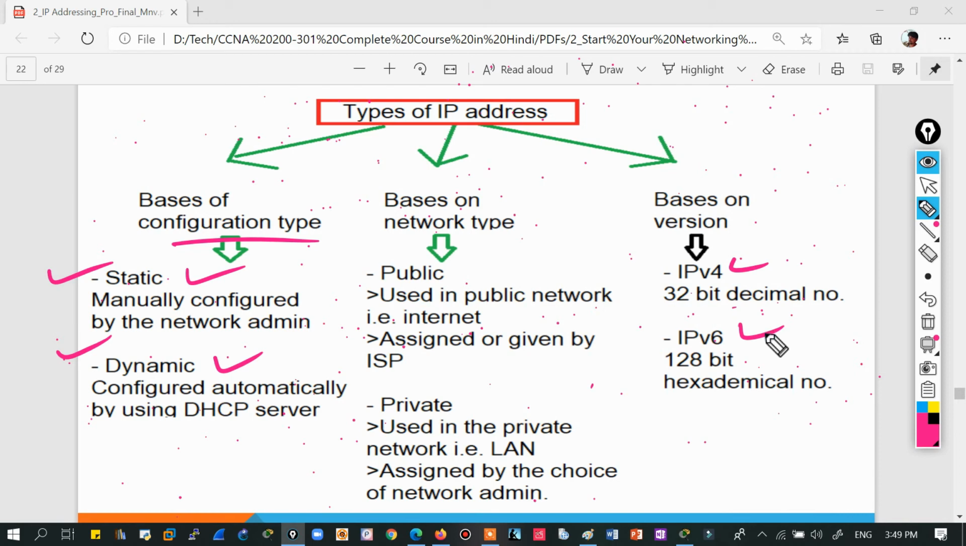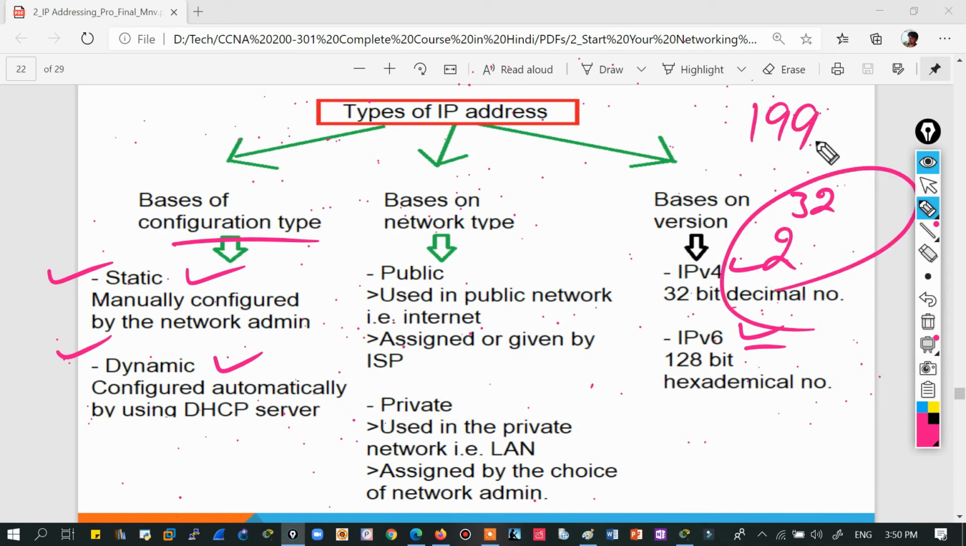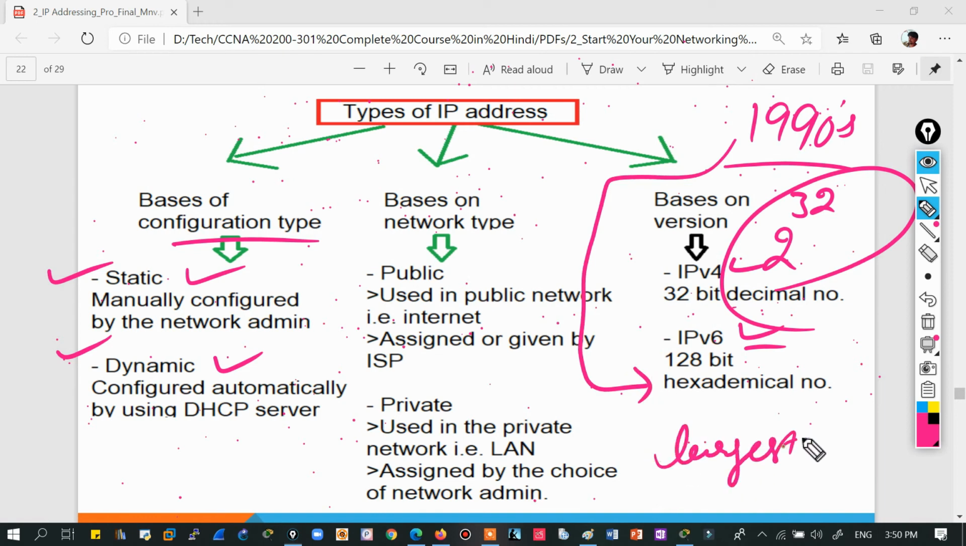IPv6 means the address which was used when we saw that IPv4 is only this much and it will be exhausted very soon. So in the 1990s, IANA realized that soon we need a different address space which has a larger IP space. IPv4 was only 32-bit, and the new address was developed as a 128-bit hexadecimal number. IPv6 will be discussed in some other video at length, but for now there are two version-based classifications of IP: IPv4 and IPv6.